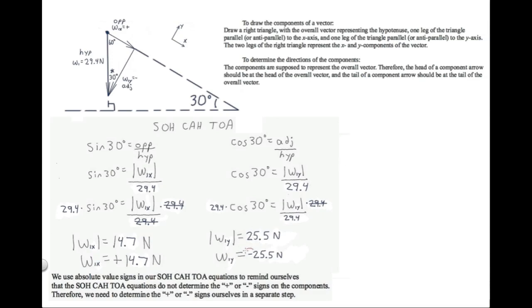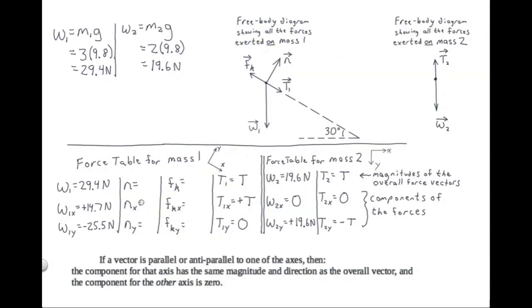Keep in mind that if we leave out this negative sign, we're going to get the whole problem wrong. So make sure you include a plus sign in front of all your positive components, because that will help you to remember this type of crucial negative sign in front of the negative components. So here I have recorded those x and y components for W sub 1 that we just figured out using the right triangle and SOHCAHTOA method.